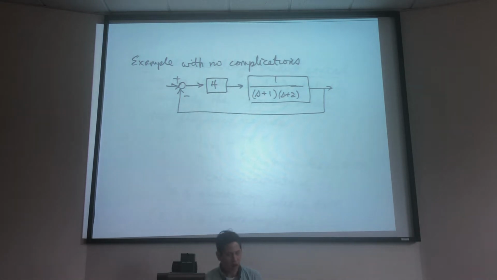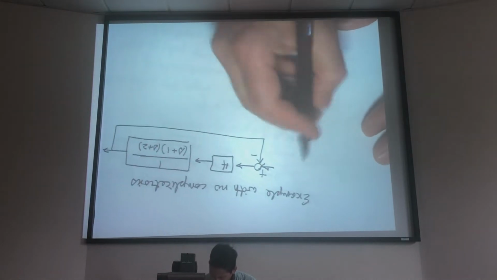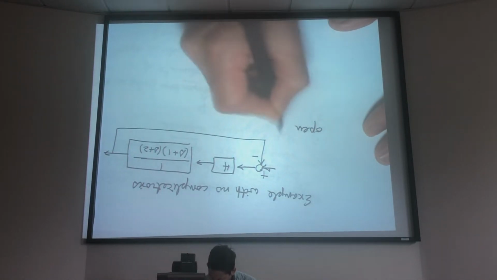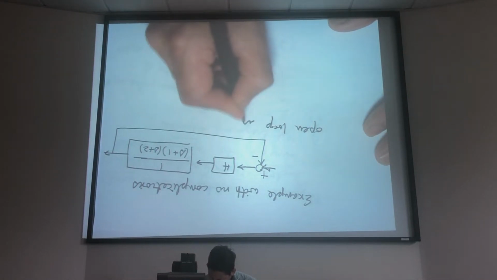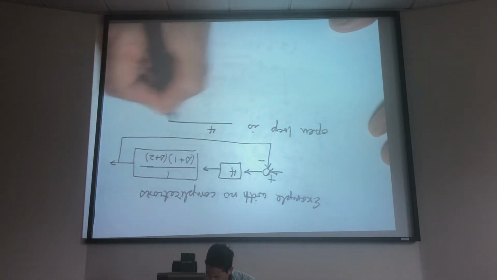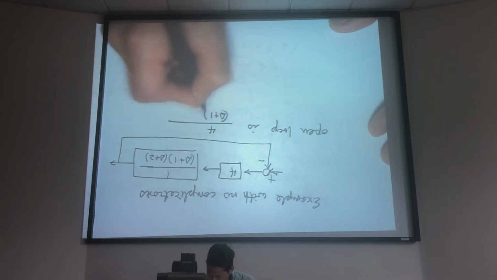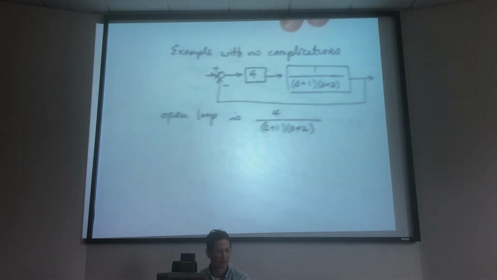All right. So the open loop is 4 over (s plus 1)(s plus 2). Okay, that's the open loop.